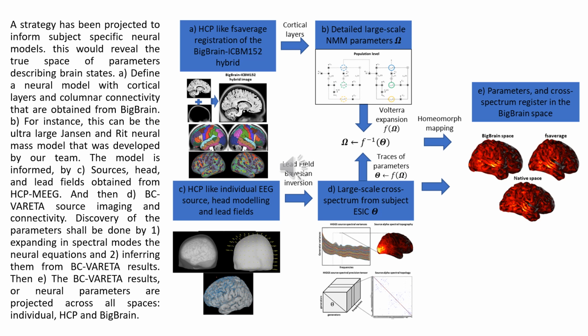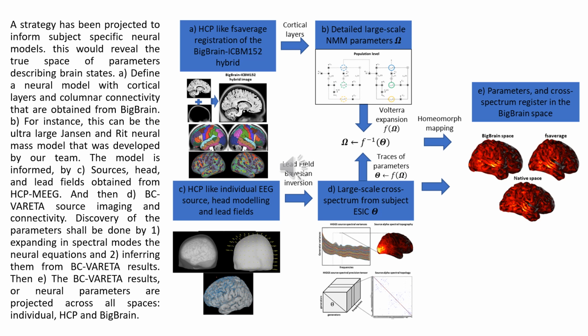A strategy has been projected to inform subject-specific neural models. This will reveal the true space of parameters describing brain states. The steps for this are: A. Define a neural model with cortical layers and columnar connectivity that are obtained from the BigBrain.